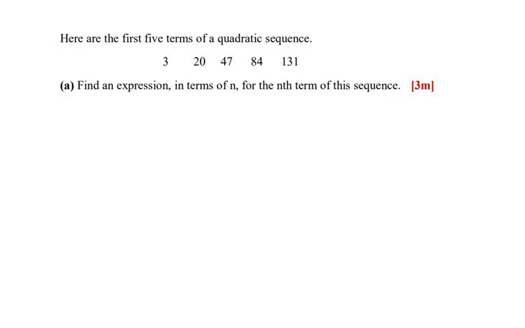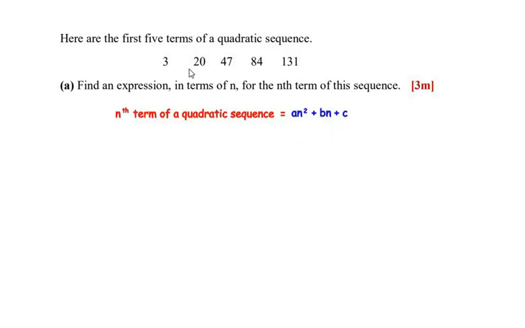Now here it is already mentioned that this sequence is going to be a quadratic sequence. So we need to find out the nth term of this quadratic sequence. Now in general, the nth term of a quadratic sequence is given as an squared plus bn plus c. So here we need to find out the values of a, b and c.